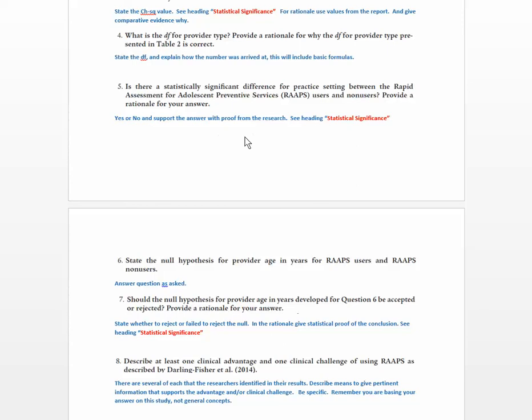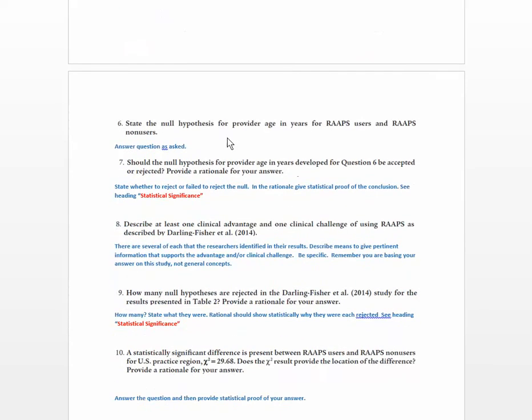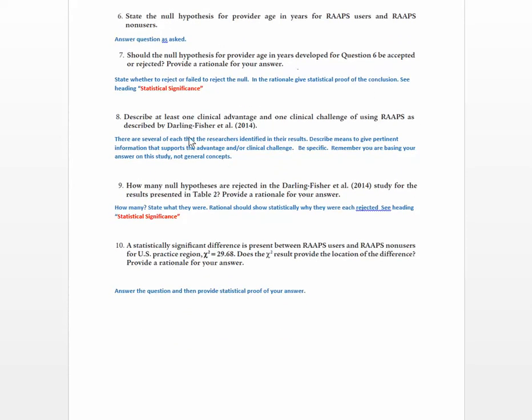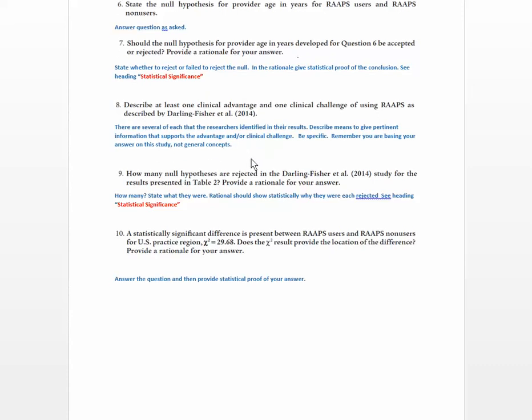Statistically significant, we've done that many times. Null hypothesis, you're going to want to state that, and then should it be rejected or failed to reject, remember it's based on statistical significance, so you want to tell that, okay? At least one critical advantage and one critical challenge in this. Make sure that when you're doing this, you look at and see what the researchers came up with for that.